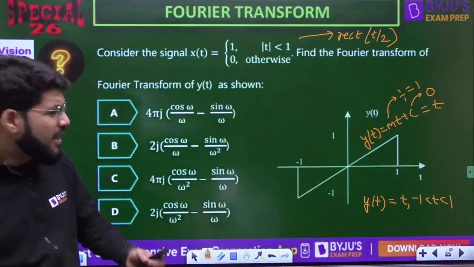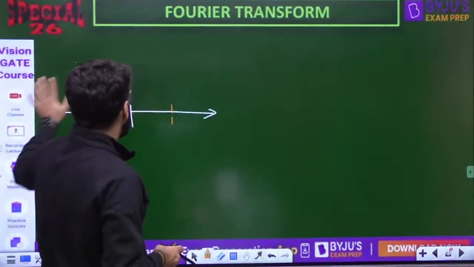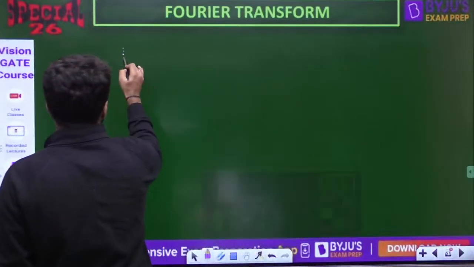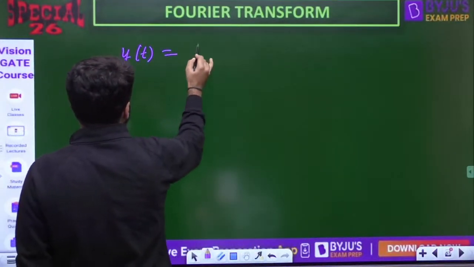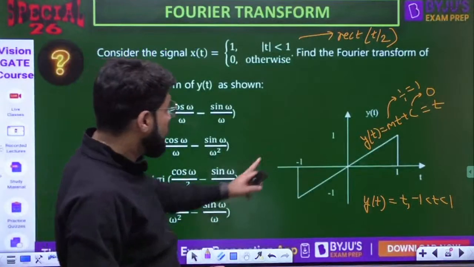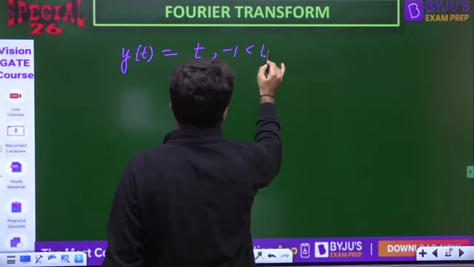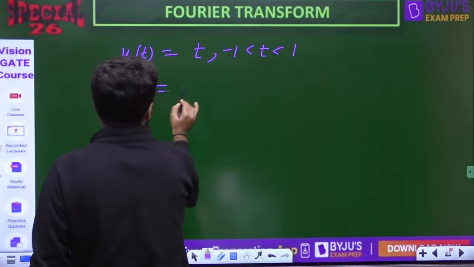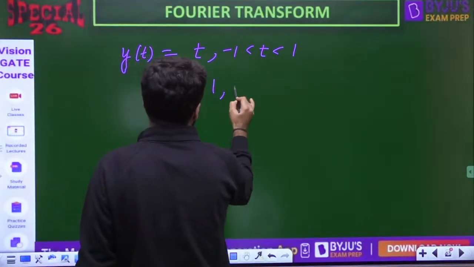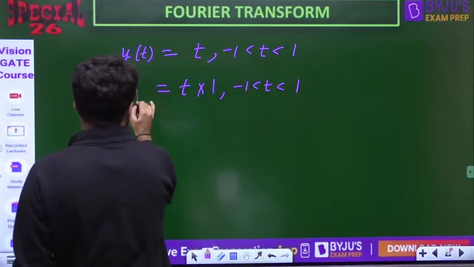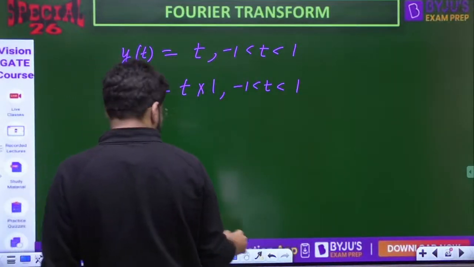Okay, let's make it more simple now. Let's write it in the functional form. Let me explain it a bit more simply. What is y(t)? We have got the straight line t, but that is only from -1 to 1, otherwise it is 0. y(t) equal to t, -1 less than t less than 1. I can write it as t into 1, -1 less than t less than 1.